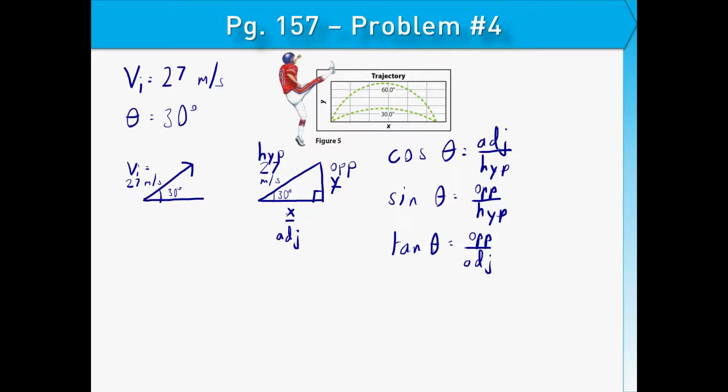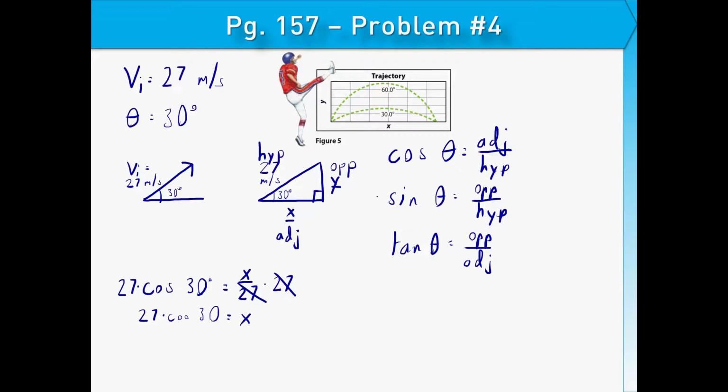So now, to solve for x, looks like I have my adjacent and my hypotenuse, so I'm going to use cosine then. So I'm going to rewrite this as cosine of, I'm going to plug in my angle of 30 degrees is equal to adjacent, which is my x, over hypotenuse, which is going to be 27. Go ahead and solve for x. I'm going to multiply both sides by 27. I will cross this out. So now I have 27 times cosine of 30 degrees equals x.